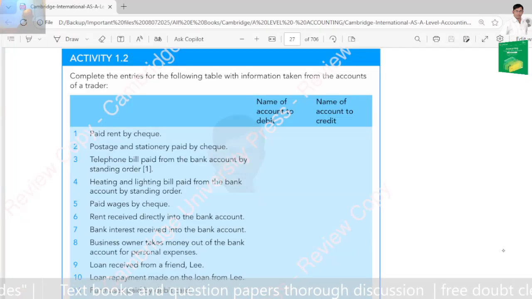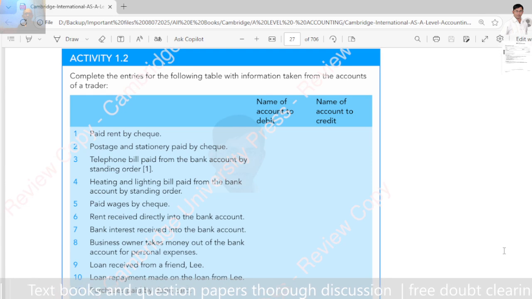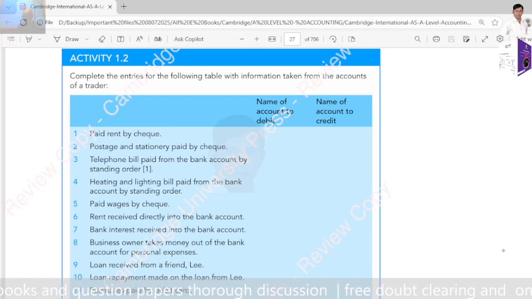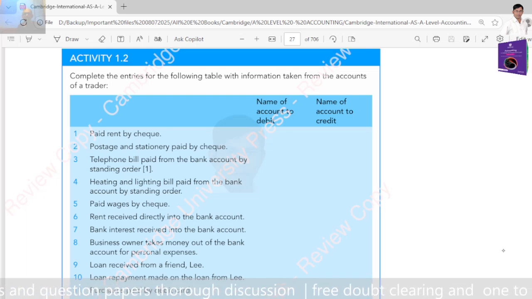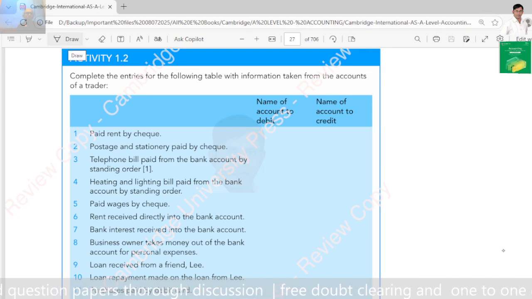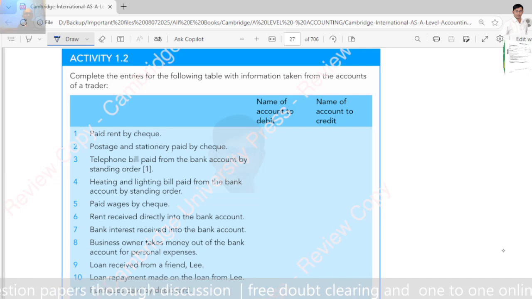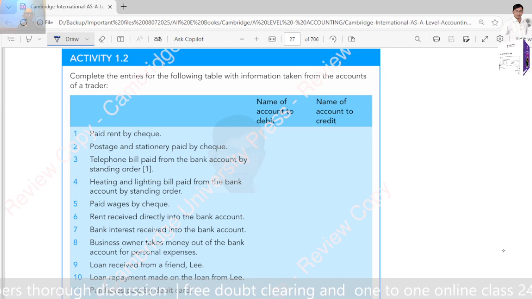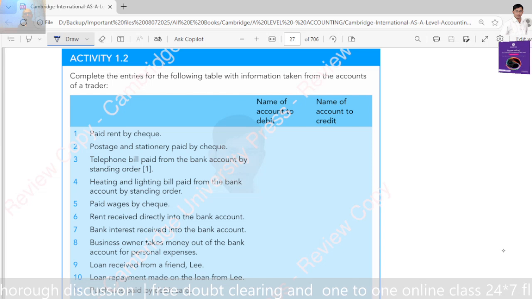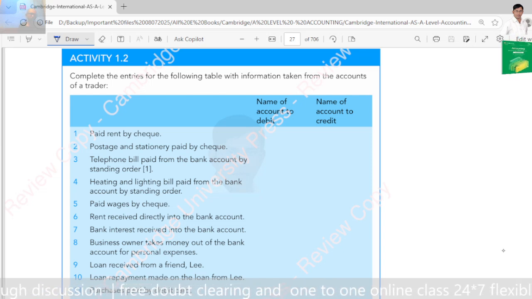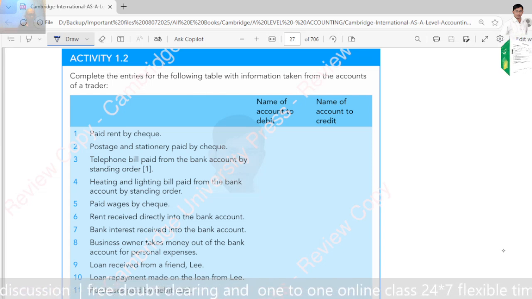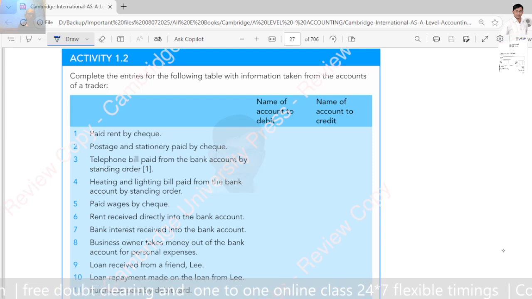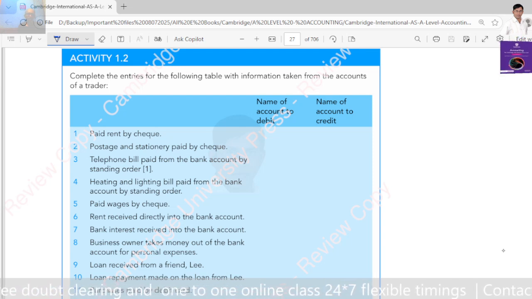So, dear friends, let's continue with activity 1.2. This is from David Hopkins' latest book. Complete the entries for the following table with information taken from the accounts of a trader: name of accounts to debit, name of accounts to credit. What you do basically is start with your own, see the question and answer it yourself. Then you can compare with the answers to see whether you understood or not.